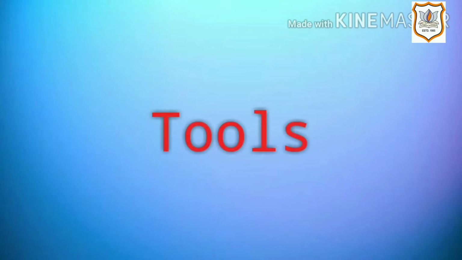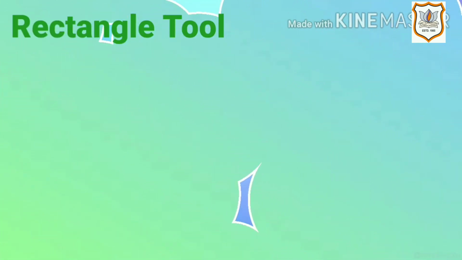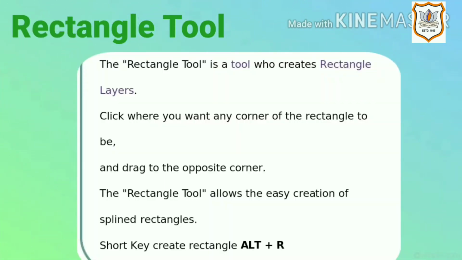In the previous video, we had discussed the circle tool. Let's start with some other tools which are used to create an object. Rectangle tool. The rectangle tool is a tool which creates rectangle layers.